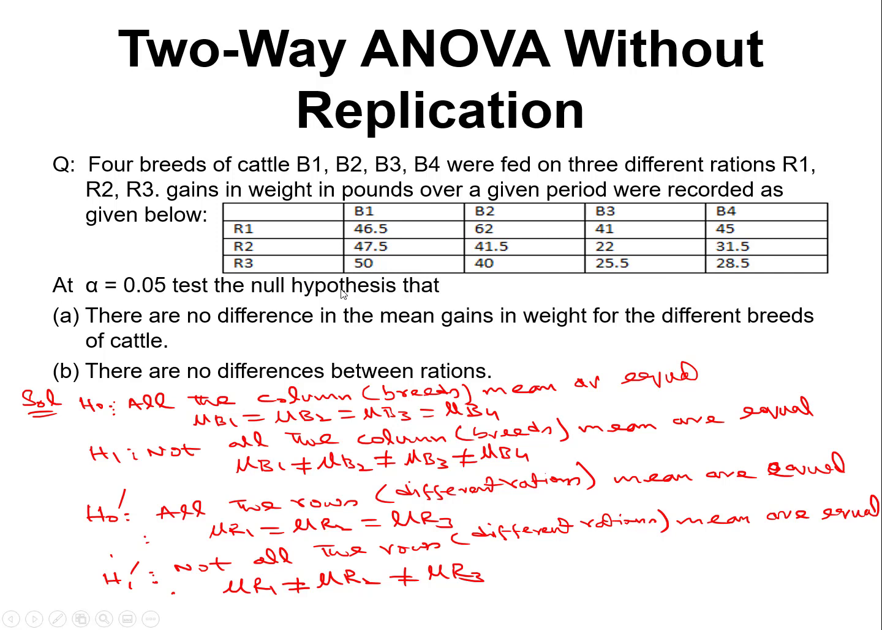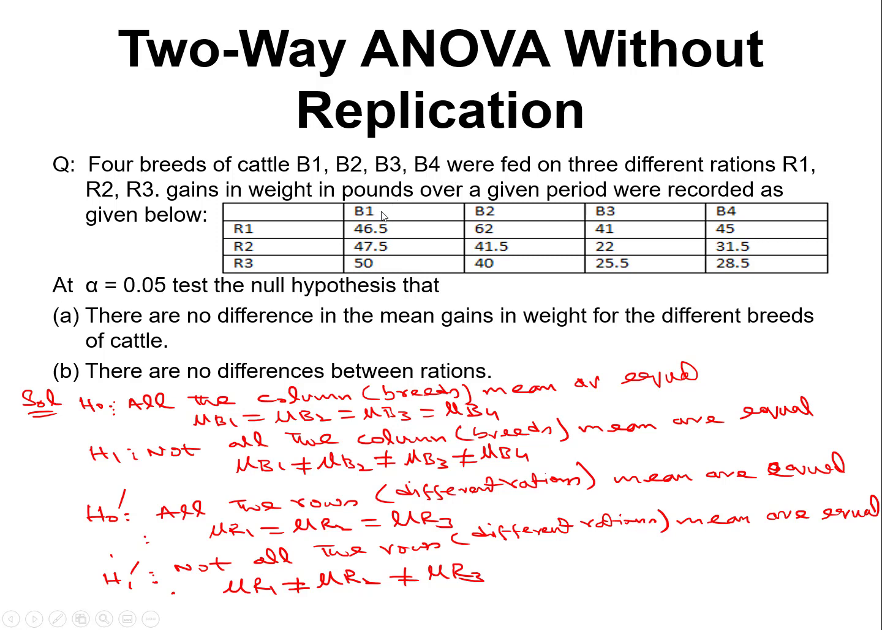Okay, so now we want to check this using the approach without interaction, or without replication. We want to use a 5% level of significance. They want to check that there is no difference in the mean gain in weight for the different breeds. So at the first instance, the null is that there is no difference in the breed weight. All the breed mean weights are the same.